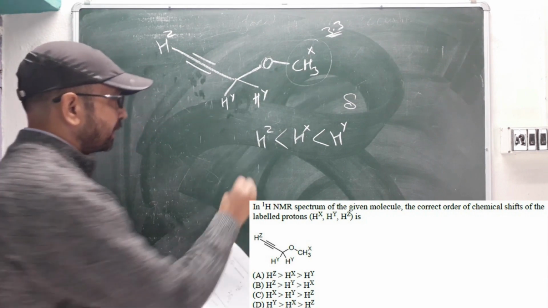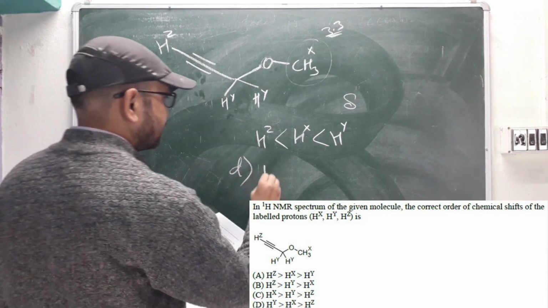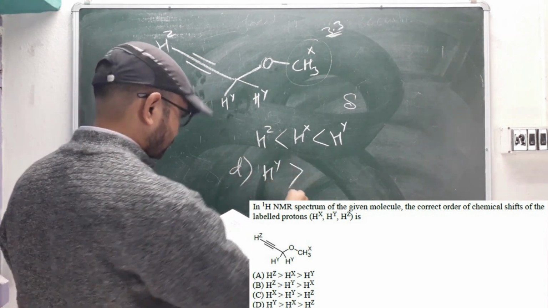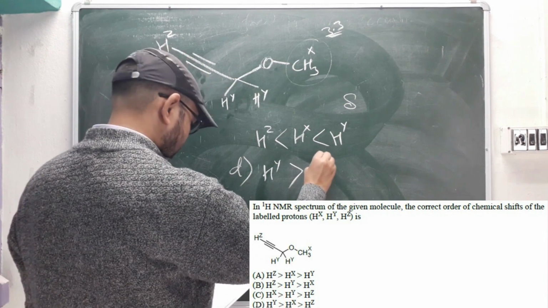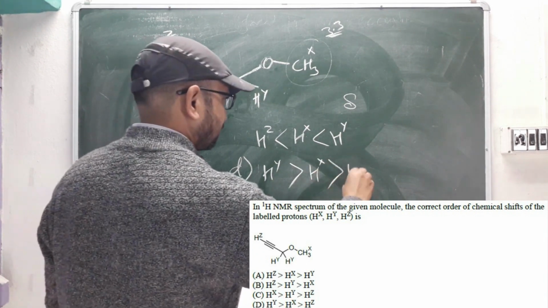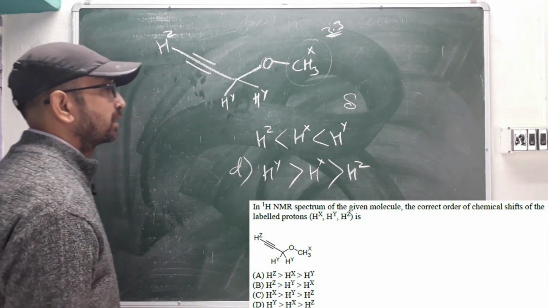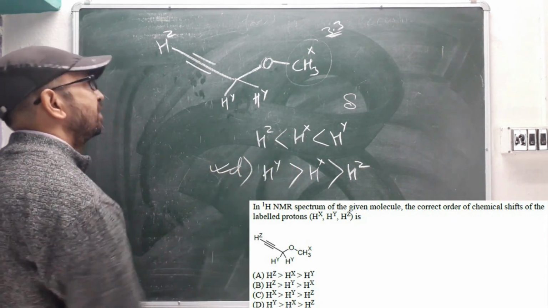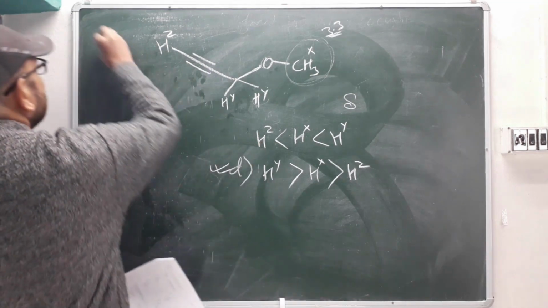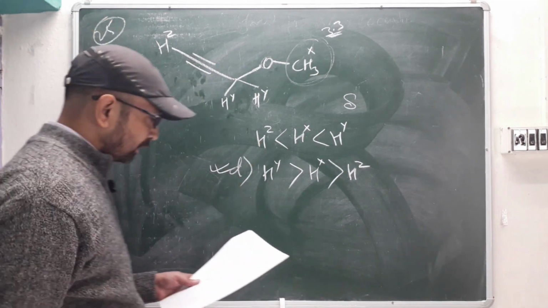See, option D, it is written in this direction, no problem, HY, and then proton is labeled with X, and then proton is labeled with Z, okay. So the same thing, right, we have just written differently. So option D will be your correct answer. This is question number 25, okay, from 2019.